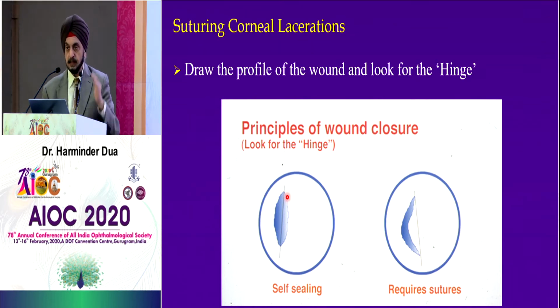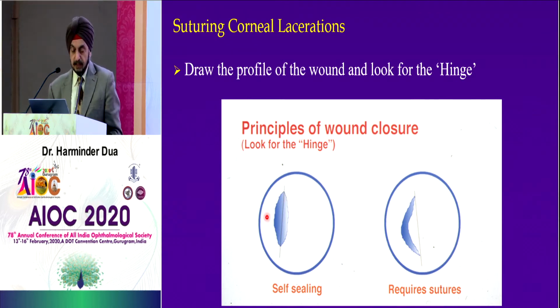So where it has gone. So look at the profile of the injury going through the cornea. Where it entered the epithelium, where it entered the AC through the endothelium. Having done that, and you can draw this on a piece of paper or imagine it in your mind as you're looking at the patient, then you draw this line joining the two extremities, which is the hinge.